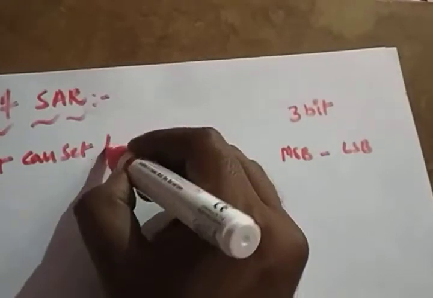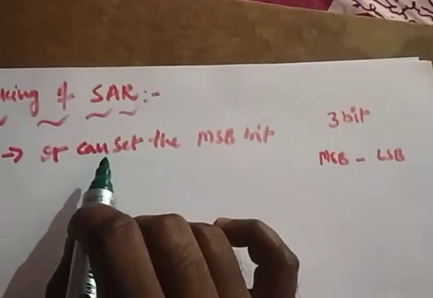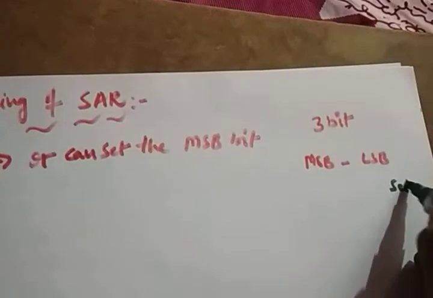First I'll write down the points, and after that we will discuss with an example so it will be understood clearly. First, it can set the MSB bit. Set means 1, reset means 0. That's it.